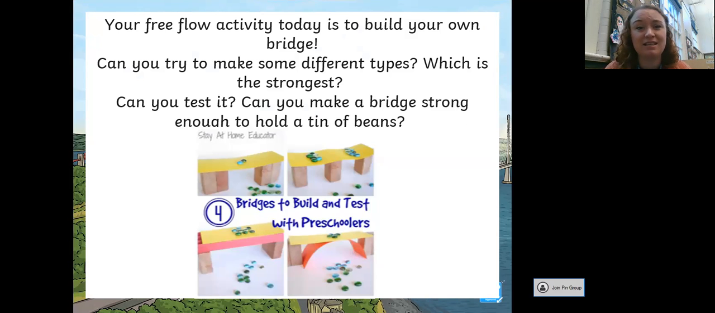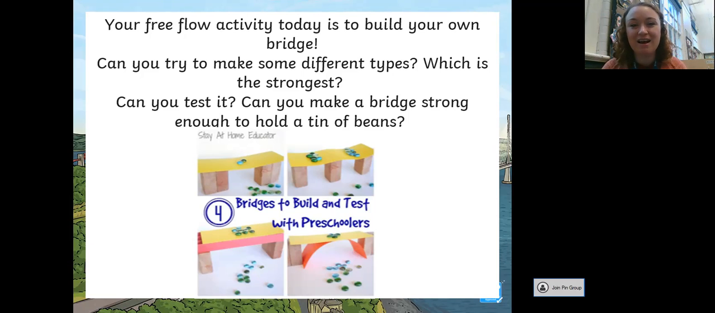Now, this activity can be as long or as short as you like. You could just use some Lego bricks and make a bridge and move on. Or maybe you could get some cereal boxes, some toilet roll tubes, some paper, some card, even some foil to decorate and wrap around it. You could use string as well to have a go at a suspension bridge. You could make it as big or as small as you like. This project is completely up to you.